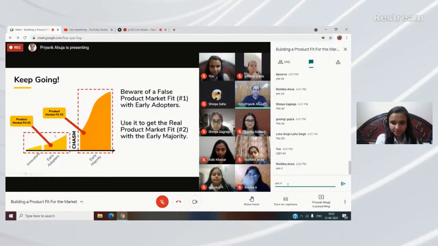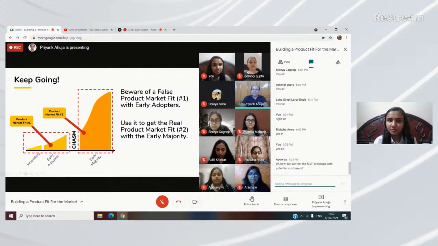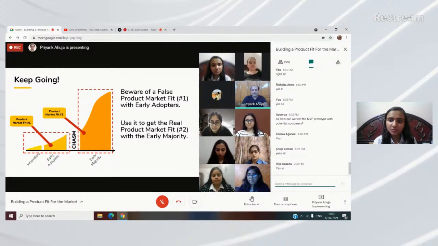So you have to keep going like this, but make sure you do not go with the false category of customer, because sometimes what customers say is completely different from what customers think. If you have biased data, then you will get a wrong strategy for product market fit. So first identify the right sample. That is very, very important.